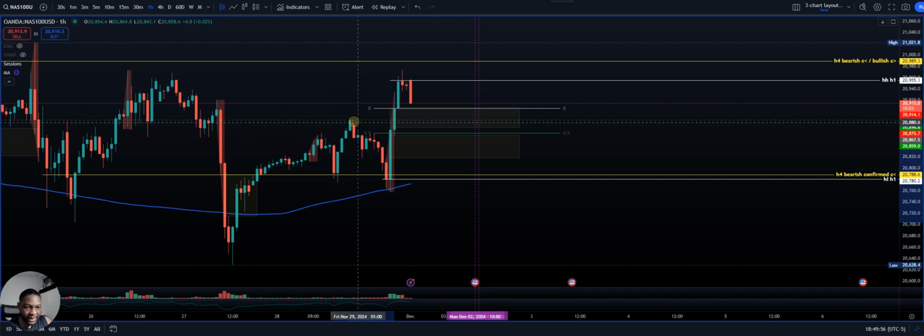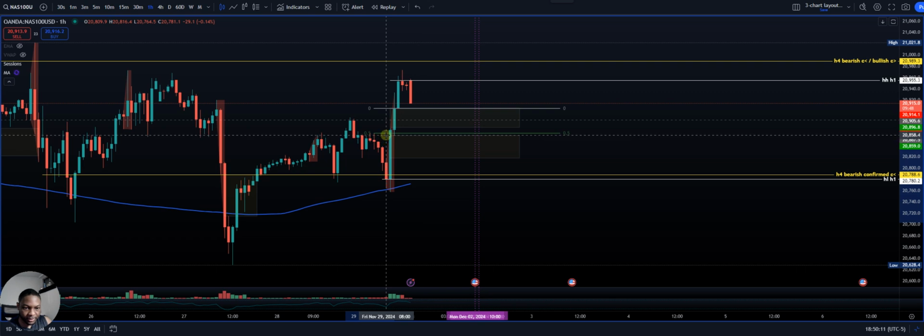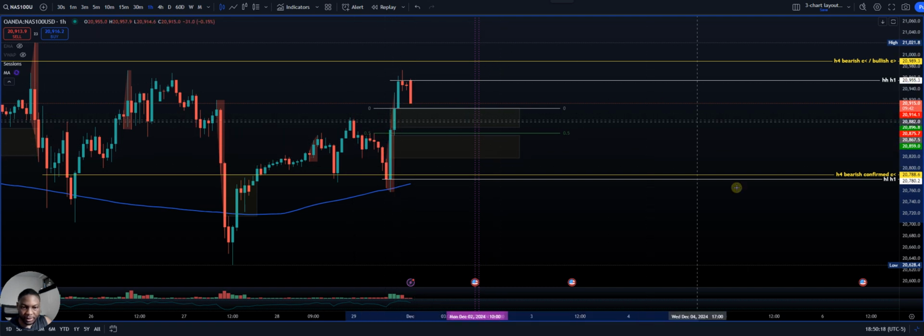Anyways, as you can see right here, we made a low on the H1 here. We broke this high over here and we made a new higher high. So currently we're waiting for this candle to fill in the gaps. As you can see, we have a gap from here and also from here and this point. So we have a gap here and we have another gap here.